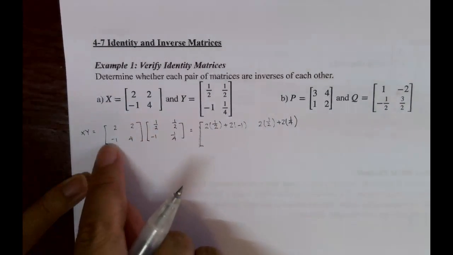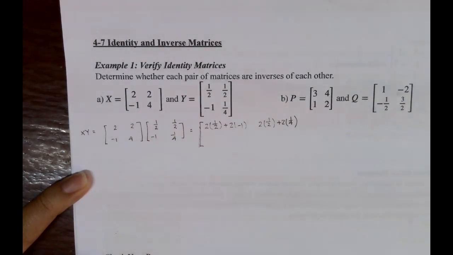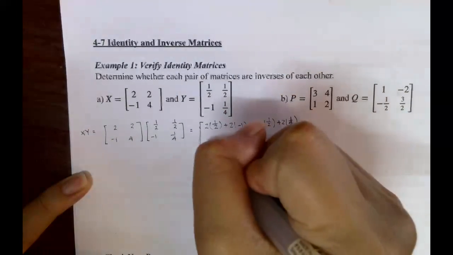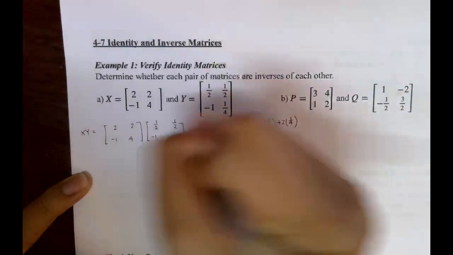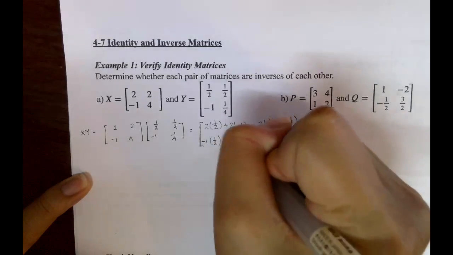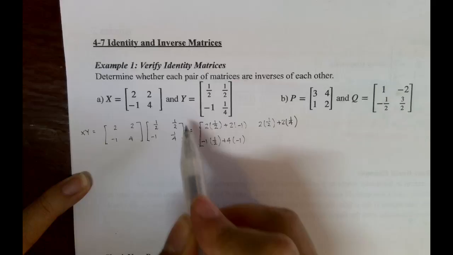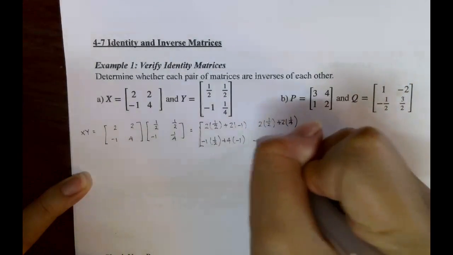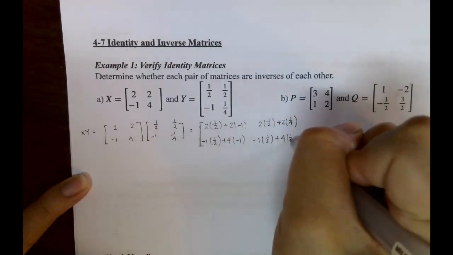Then I'm going to do the second row and first column. So negative 1 times 1 half plus 4 times negative 1. Then I'm going to do same thing, this row and this column. So negative 1 times 1 half plus 4 times 1 fourth.